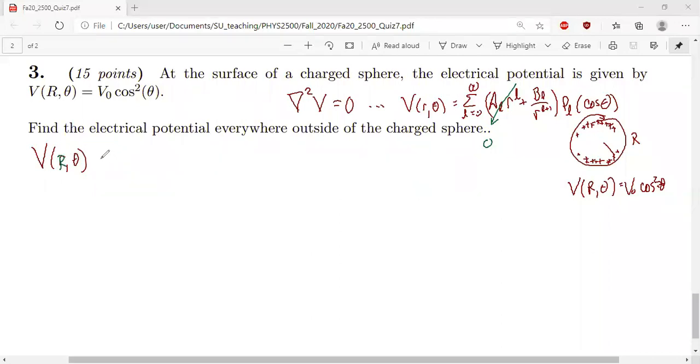Now I map what I do know onto the terms remaining. So I know that V of r and theta evaluated at the surface is equal to the sum from L equals 0 to infinity of B_L r^(L+1)... PL cosine theta. But then I also know that's equal to V naught cosine squared theta.